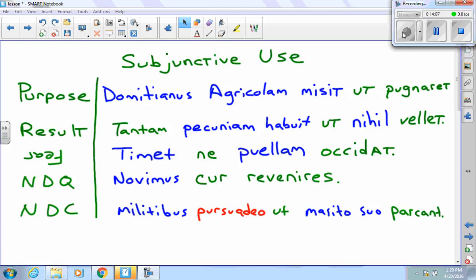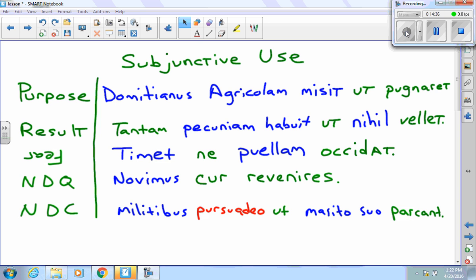Last, we have an indirect command. Again, you need some kind of persuasion word, some kind of command word, mental action of some kind. You need an ut, and you need a subjunctive, like parcat. That should be to spare his, I guess it'd be her, husband. Those are the 5 uses that are going to be on your exam. Again, there are others that I'm not going to include, like the cum clause and the jussive.